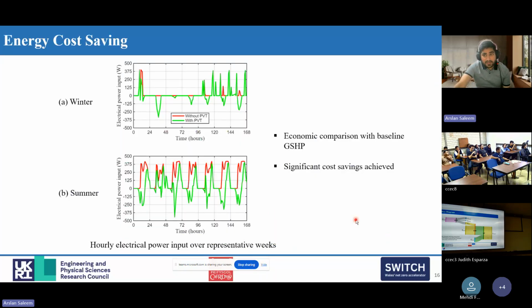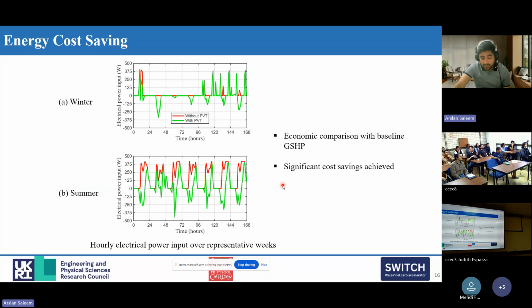Then the energy cost savings were compared. So integrating the PVT with, again, the top graph is for winter, the bottom one is for summer, and the traces here, the red trace shows the system without PVT, which would be a conventional ground source heat pump system, and the green line shows a system which has a coupled PVT. Integrating the PVT with the baseline ground source heat pump reduced both the peak and total electrical consumption, with the PVT system providing thermal recharge and electricity generation.